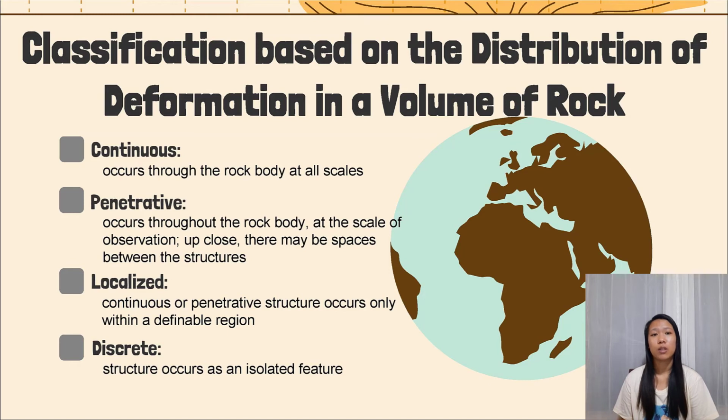It may be continuous, penetrative, localized, or discrete. Continuous, meaning that it occurs through the rock body at all scales. Penetrative, it occurs throughout the rock body at the scale of observation, or up close, and there may be spaces between the structures. Localized means that it occurs only within a definable region, or certain region. Lastly, discrete. Structure occurs as an isolated feature, or detached from others.